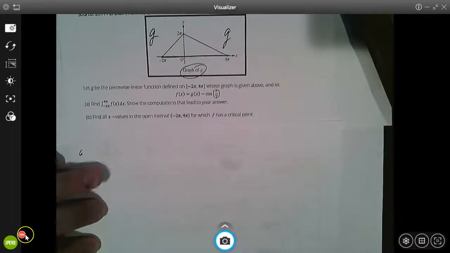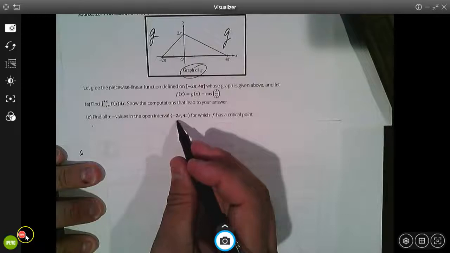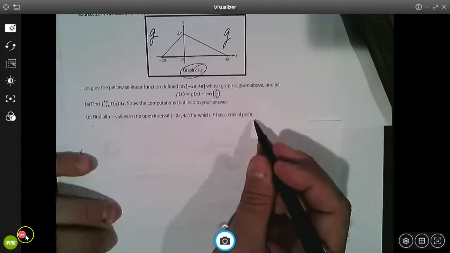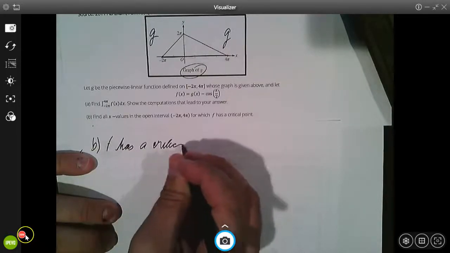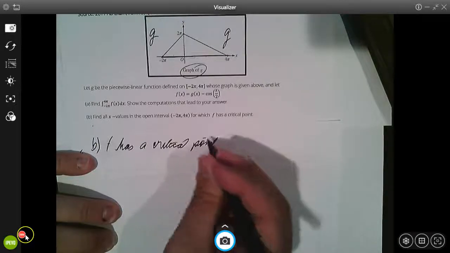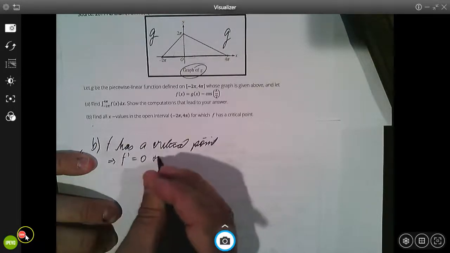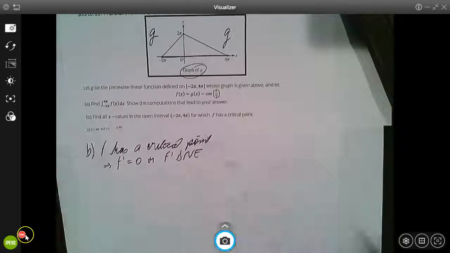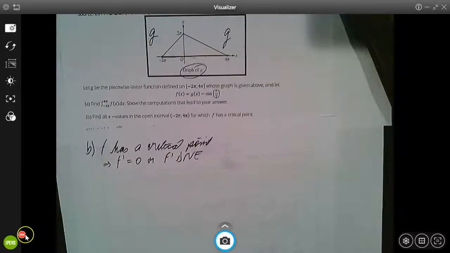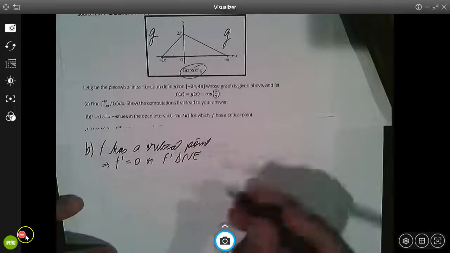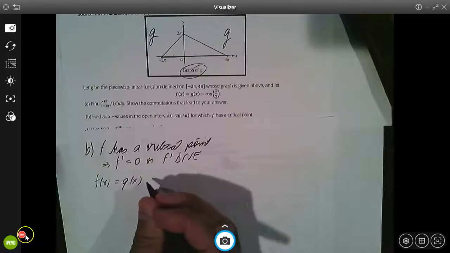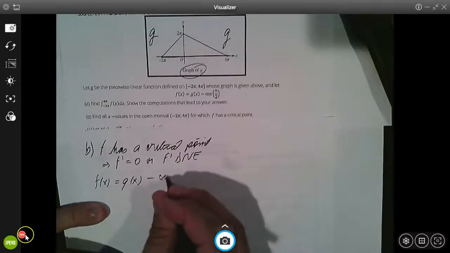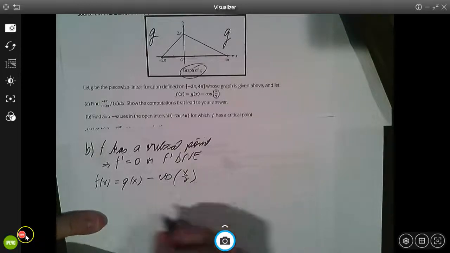Part B. Find all x values in the open interval for which f has a critical point. All right, well, what do I know? F has a critical point means that f prime equals 0 or f prime doesn't exist. You have to consider both of these. All right, well, gosh, what do we know? F is g of x, what did they say it was? F is g of x minus the cosine of x over 2.